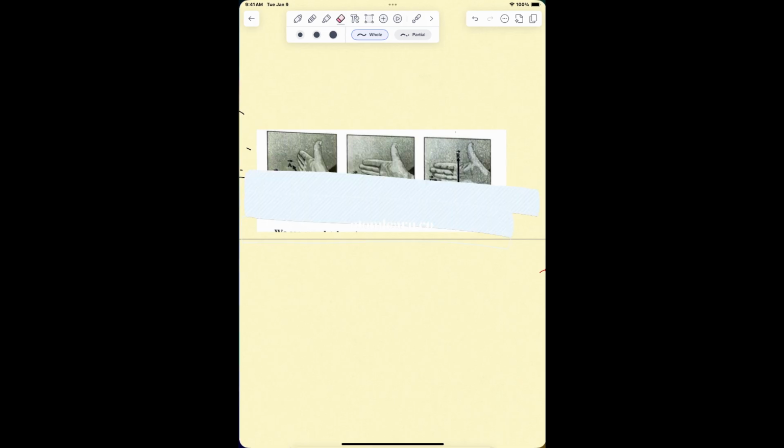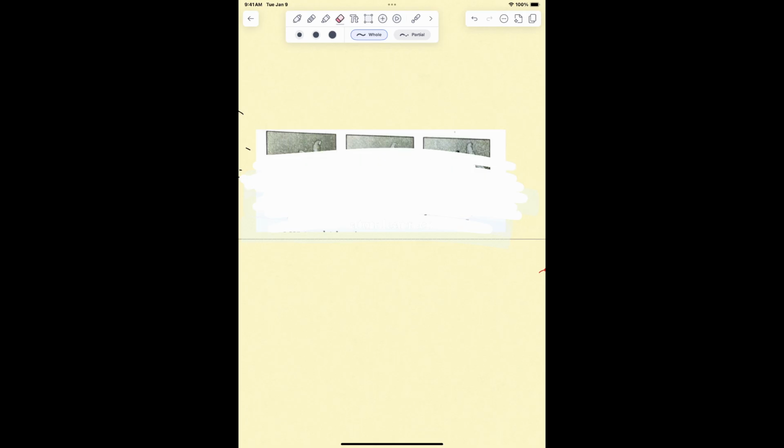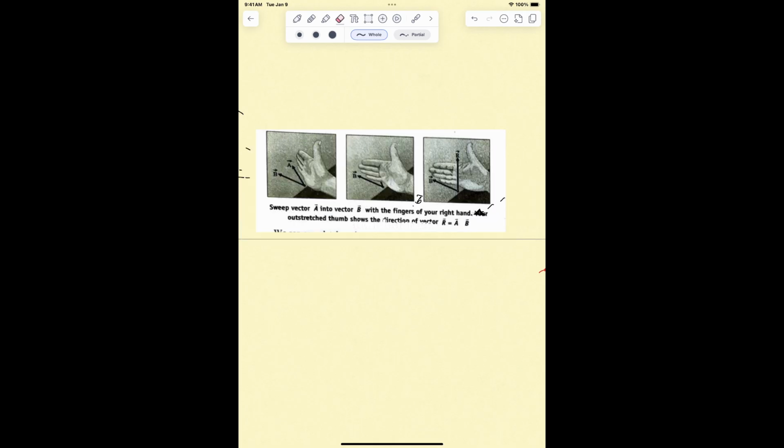Let us see. Okay, so this is A vector, and this is B vector, aligned such that they are tail to tail. What you need to do is keep your open palm facing the second vector B. You have to keep this open palm along the first vector A, like this. Now your thumb will be pointing upwards. You have to keep it lined along this A vector, and the open palm should be facing the second vector B.